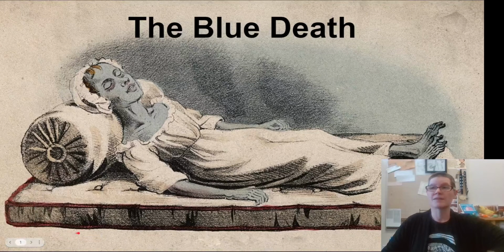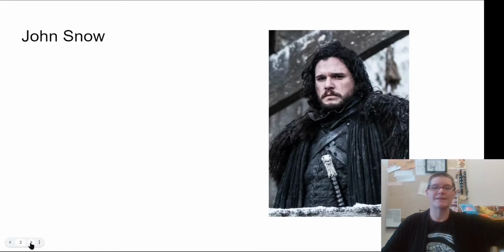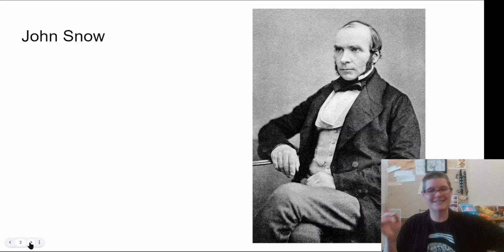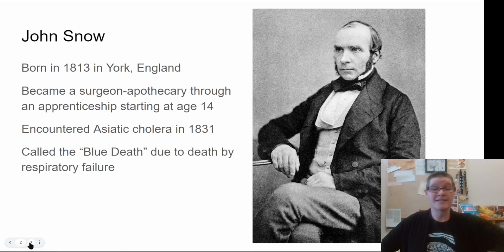So this is the Blue Death, and the story begins with Jon Snow. Oh, wait, not that Jon Snow. This Jon Snow. So Jon Snow was born in 1813 in York, England. He was a surgeon apothecary, and he became a surgeon apothecary through an apprenticeship starting at age 14.